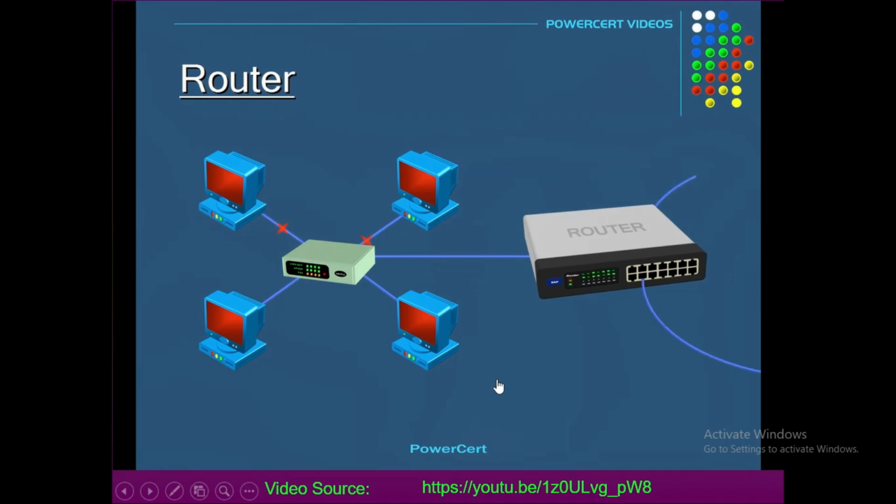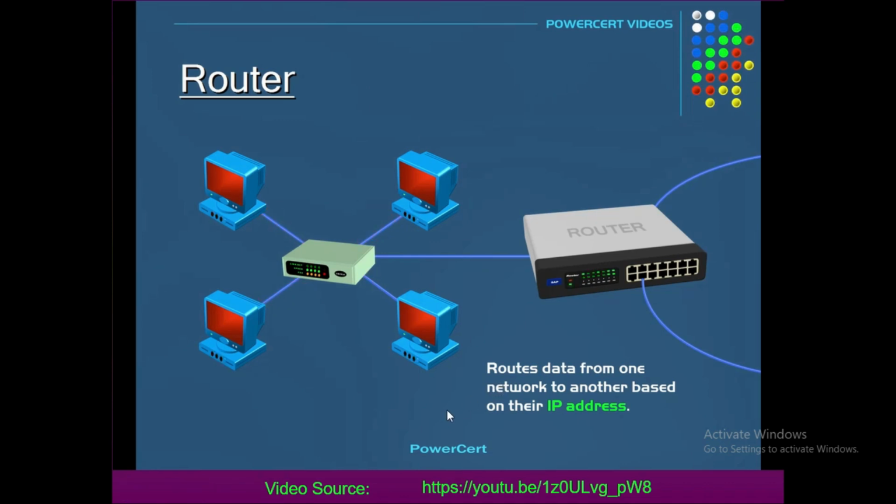Now, a router does exactly what its name implies. A router is a device that routes or forwards data from one network to another based on their IP address. When a data packet is received, the router inspects the data's IP address and determines if the packet was meant for its own network or if it's meant for another network. If the router determines that the data packet is meant for its own network, it receives it. But if it's not meant for its own network, it sends it off to another network. So a router is essentially the gateway of a network.